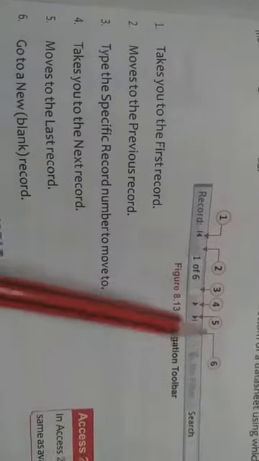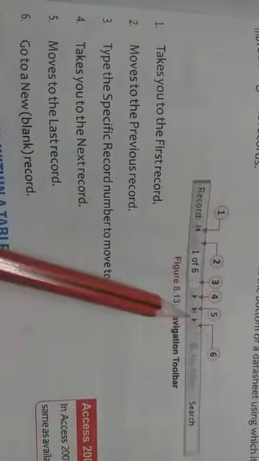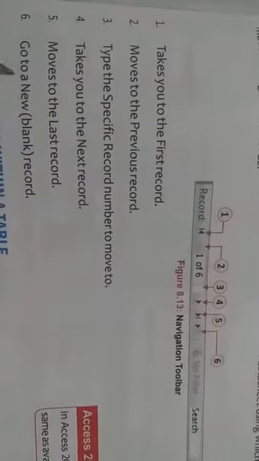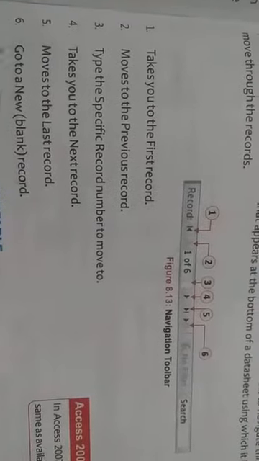This is used to move to the next record. And 5 number, this is used to move to the last record. And at last you can see this is 6th number, and go to a new blank record. ये आपको new blank record पे shift करेगा. So in this way students you can use to move to the fields or records.